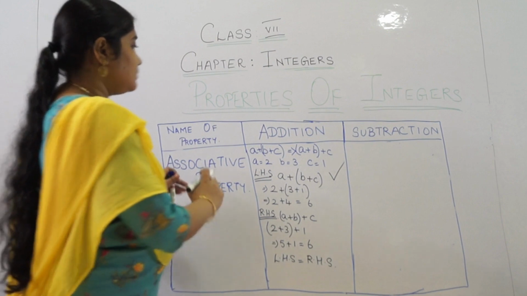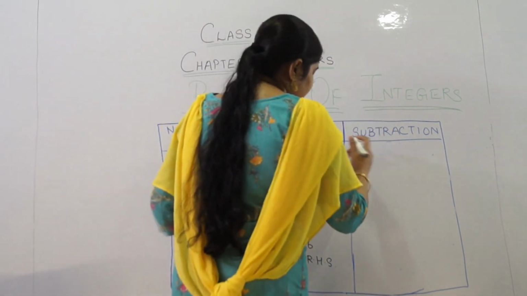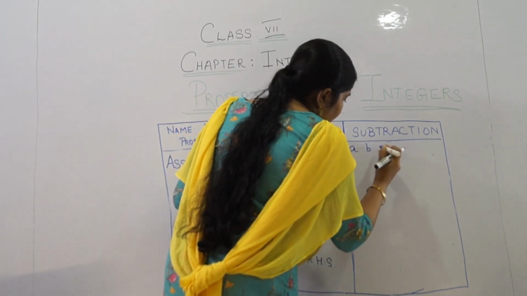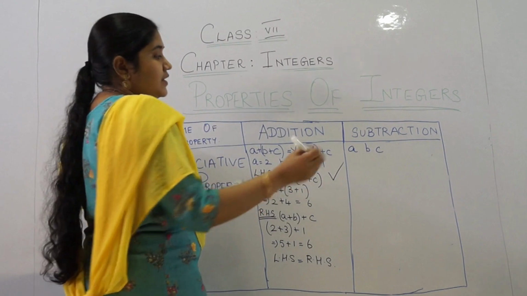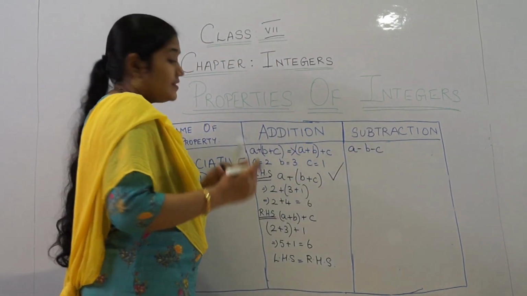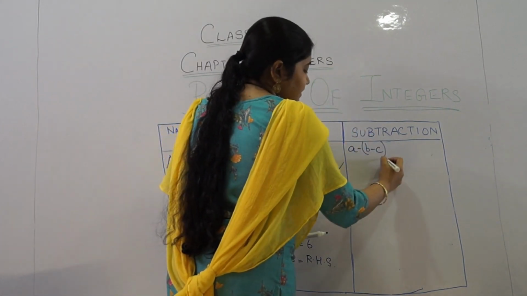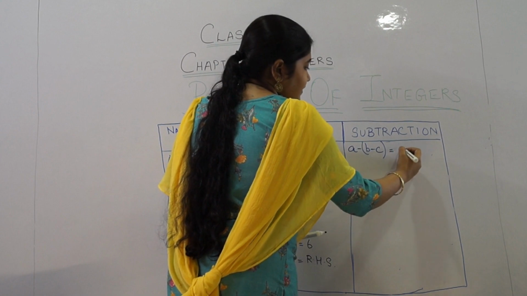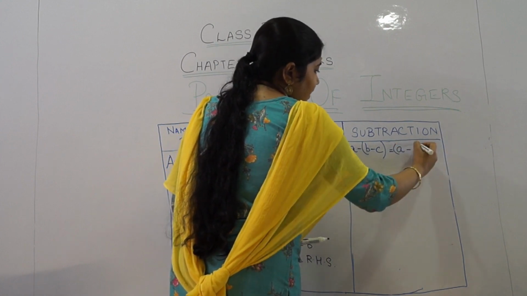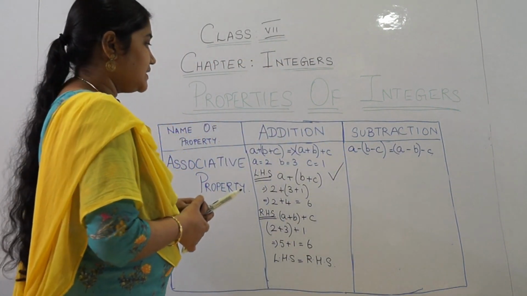Now let's move on to subtraction. Again I take 3 integers, say A, B and C. Since it is subtraction, I put a minus sign in between them. Similar to what we did in addition, first I am going to group B and C together and check if it is equal to (A minus B) minus C, where A and B are grouped together. Shall we check this with an example?